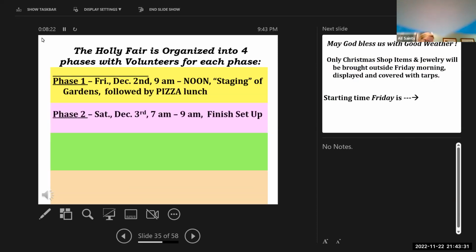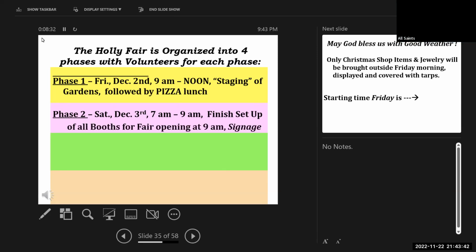Phase two is the next morning. We can't put everything out. The only thing we're going to put out on the table and cover with cards is the Christmas stockings. The rest of the stuff doesn't have that many small pieces. And so if you bring it out from 7 to 9, bring out paperwork, you're going to get a bank.